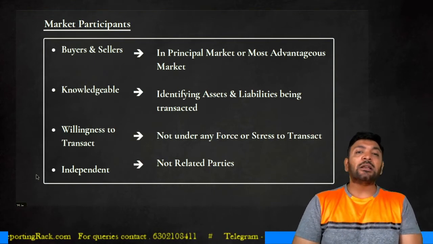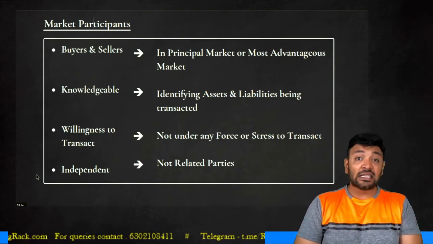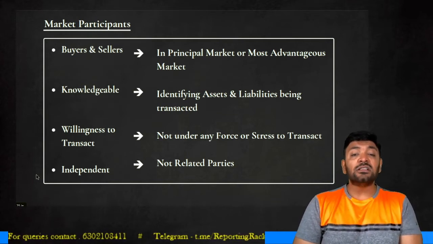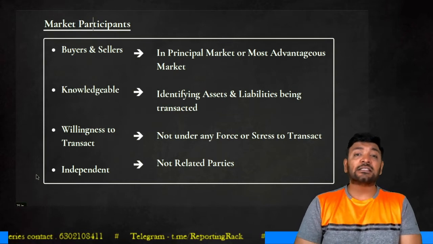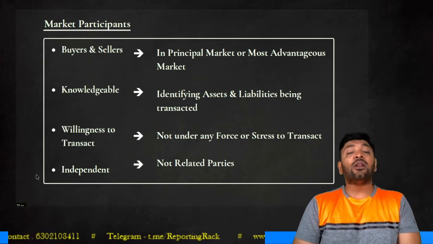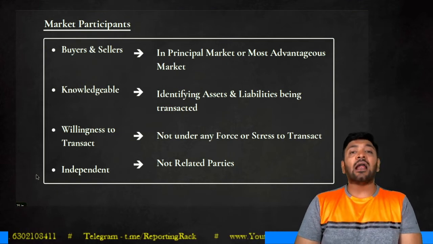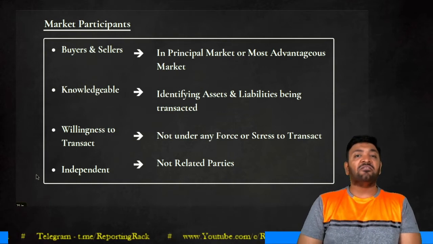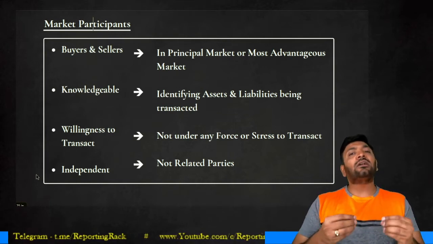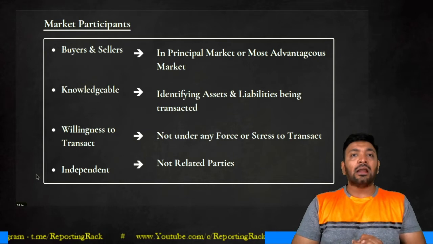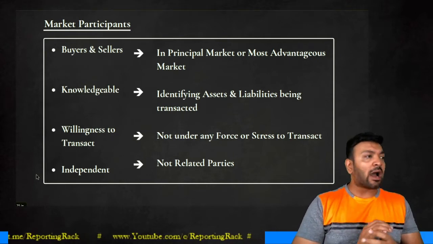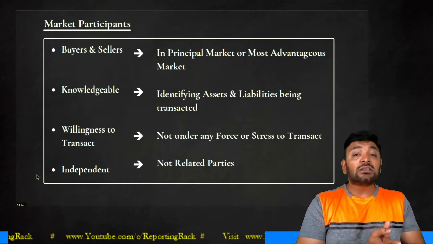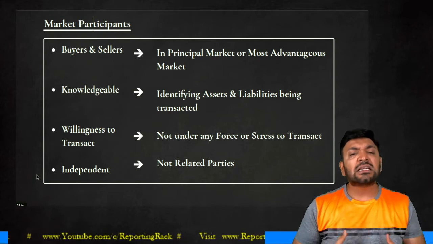So principal market participants are buyers and sellers. I'll discuss buyers and sellers, but come down below. They're knowledgeable because they can identify the assets and liabilities being transacted. They know for what purpose the asset can be used and what the restrictions are on the use of the asset. There is a willingness to transact. What do you mean by willingness to transact? I am not under any stress to transact. I need immediate funds. So I sold off the asset even at less than fair value, because that is a necessity for me. I was under stress to transact.